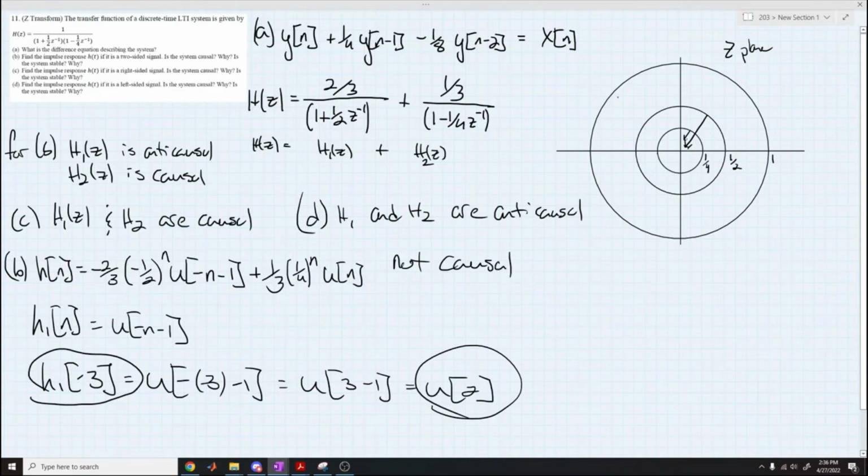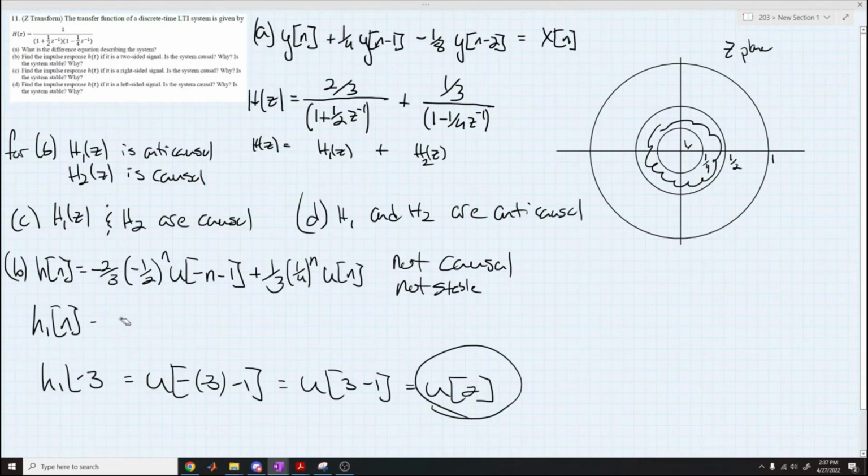Is it stable? For stability, all we have to do is think about whether our region of convergence includes the unit circle. Well, no, because our region of convergence for part B was this torus, the donut, right? So it's not stable. And for your justification, you can just write on the exam that the region of convergence does not include the unit circle. Simple enough.